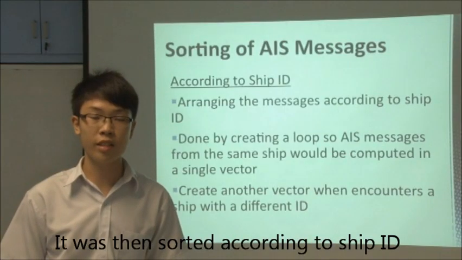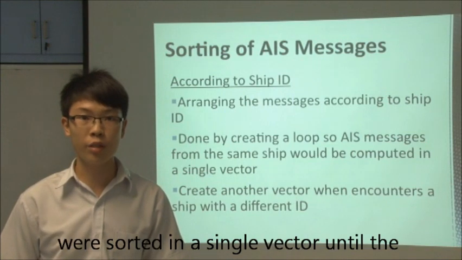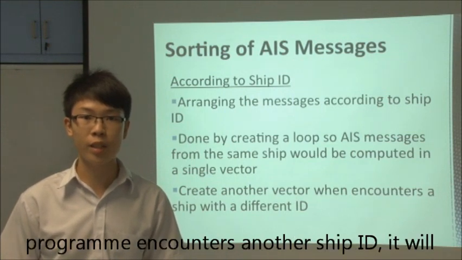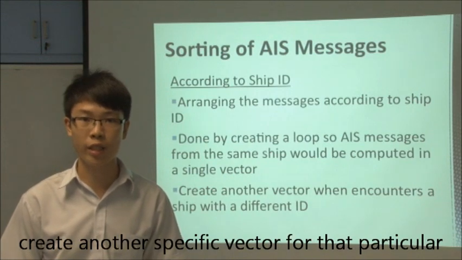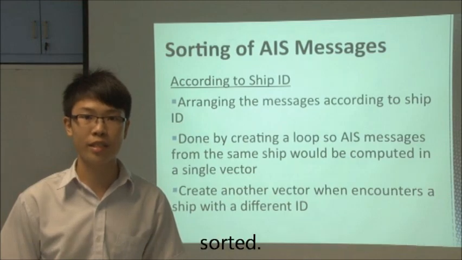It was then sorted according to ship ID using a loop. Messages from the same ship were sorted into a single vector until the program encounters another ship ID, where it will create another specific vector for that particular ship. This continues until all messages have been sorted.